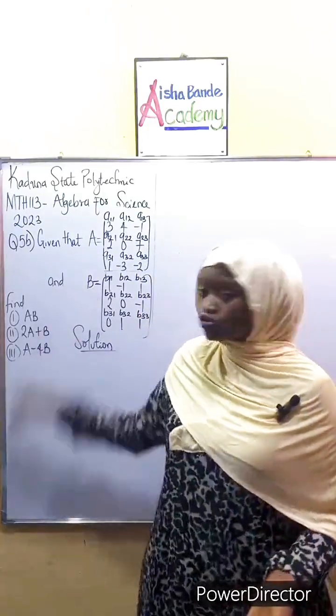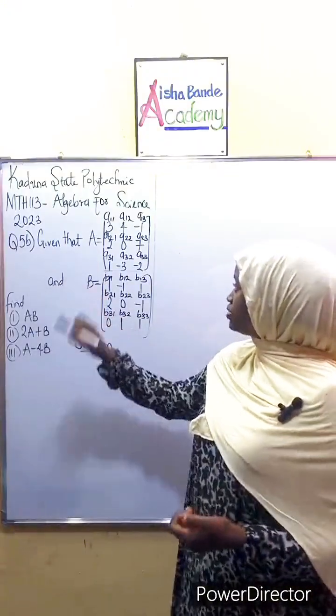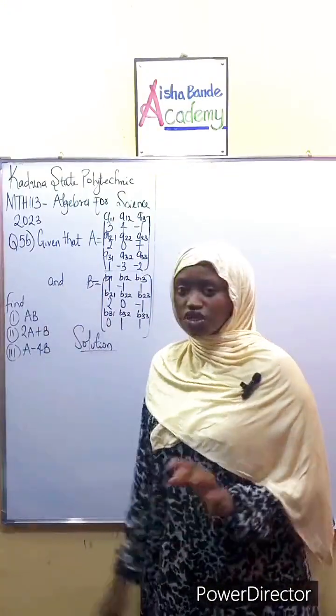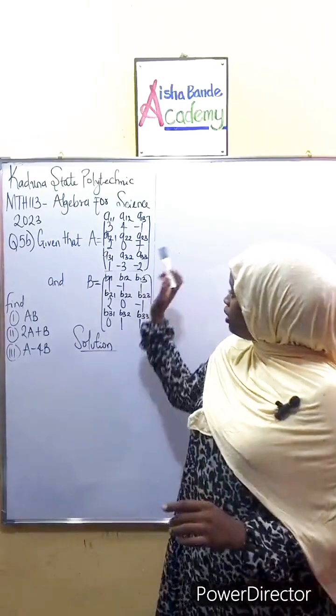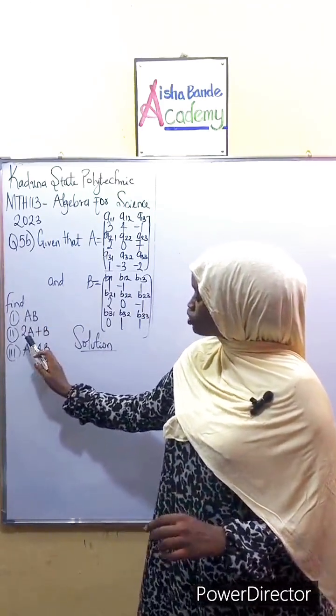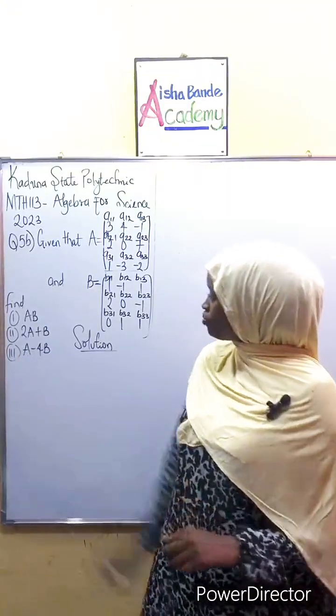So let's move on to the calculation question. We have matrices A and B. We have three questions to solve here. We are asked to find AB, then the next one is for us to find 2A plus B, and the last one is for us to find A minus 4B.